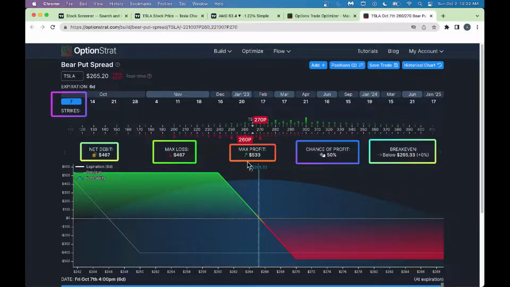cool $533. That's why don't fight with the trend. Go along with the trend, and in this market you could do a bear put spread and keep putting money in your pocket.